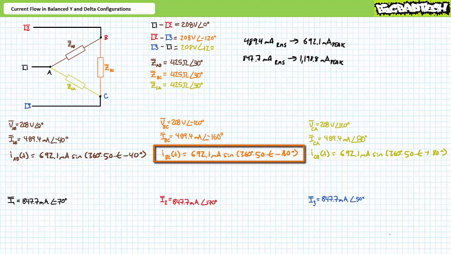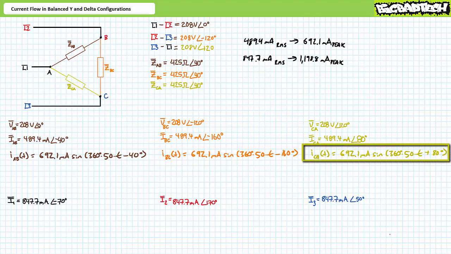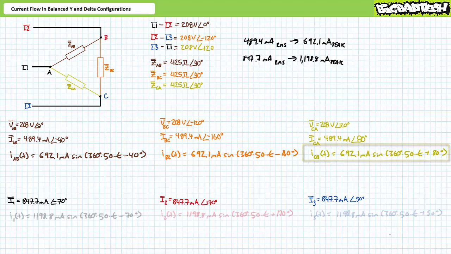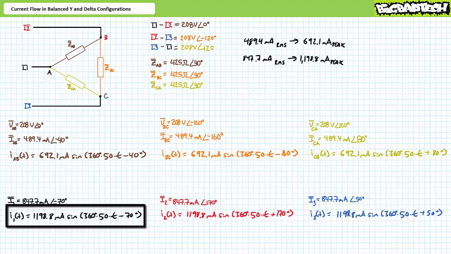Similarly, IBC as a function of time can be written as 692.1 milliamperes times the sine of 360 times 50 times time minus a phase shift of 160 degrees. And ICA as a function of time can be written as 692.1 milliamperes times the sine of 360 times 50 times time plus a phase shift of 80 degrees. Similarly, I1 as a function of time can be written as 1,198.4 milliamperes times the sine of 360 times 50 times time minus a phase shift of 70 degrees.